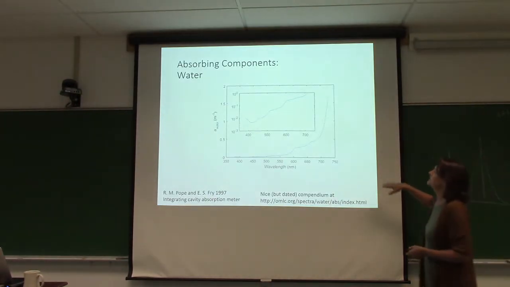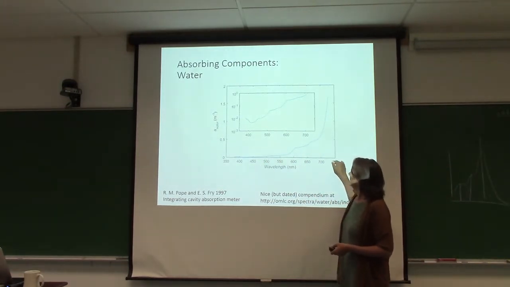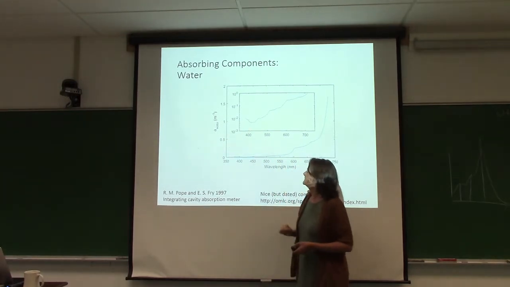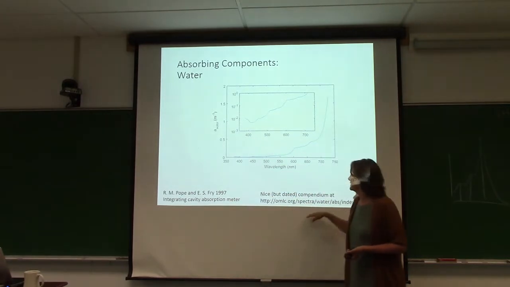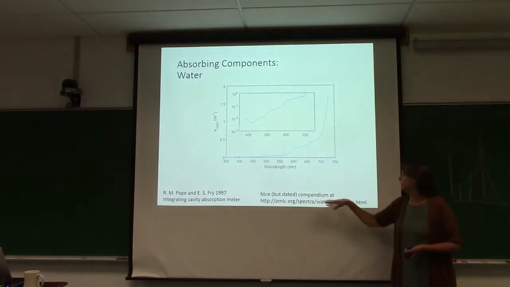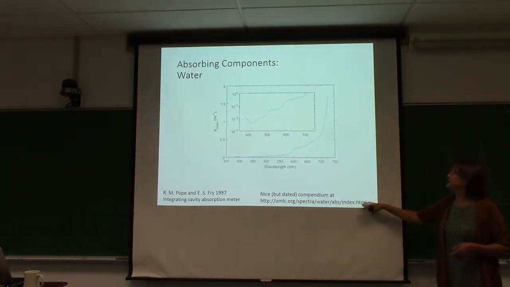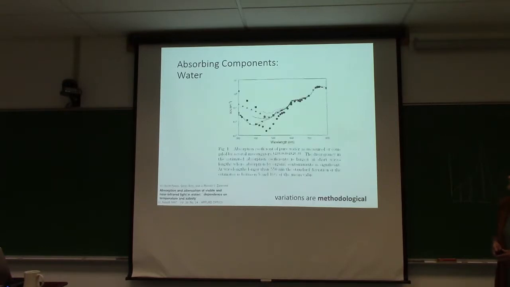Okay, so here's the absorption by water. This is on a linear scale from blue to red, the absorption in units of per meter. This is on a log scale. This is from Pope and Fry's 97 paper. There's a nice but sort of dated compendium at this website, which I think you have on the lecture site, where you can look at the history of the absorption by pure water. It has not been as simple to measure pure water as one might think.